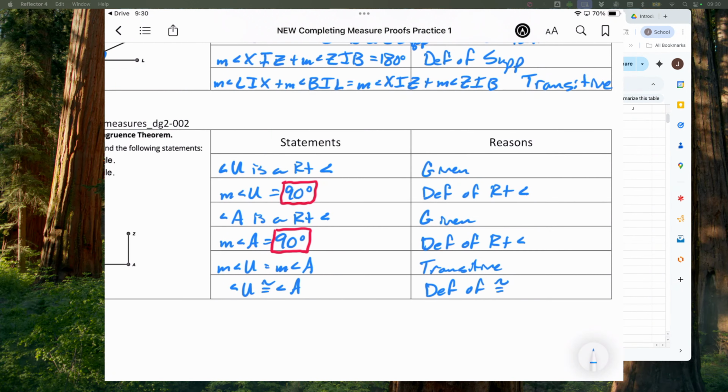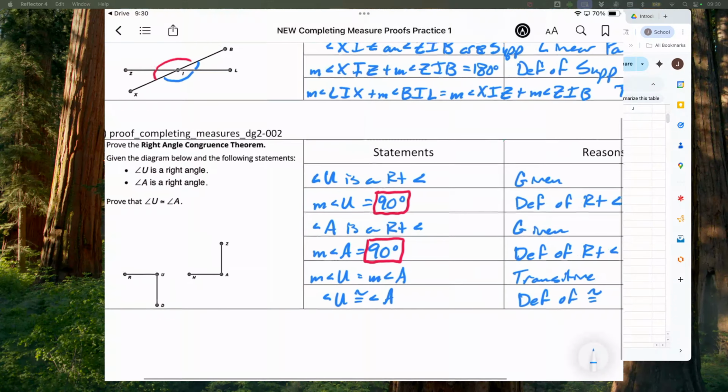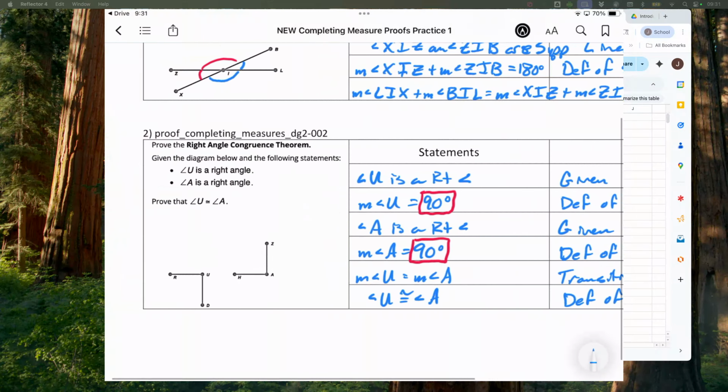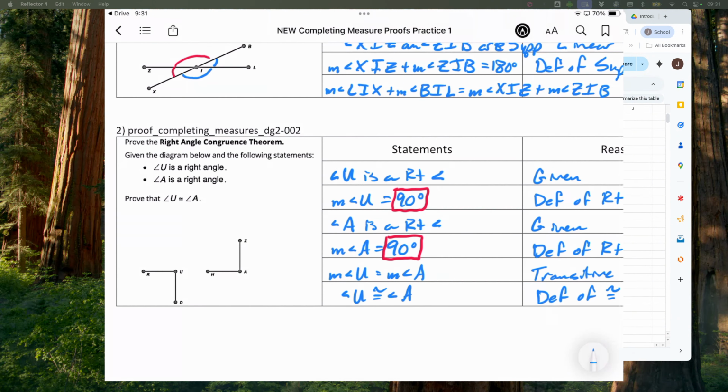So again, we went through and said, oh look, they are both equal to 90 degrees, so they must be equal to each other. If they are equal to each other, they must be congruent.